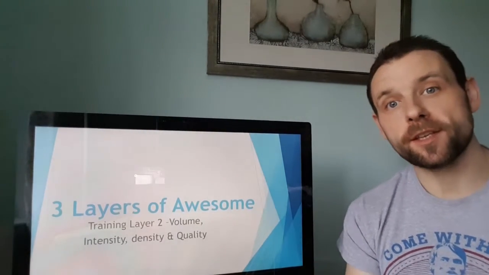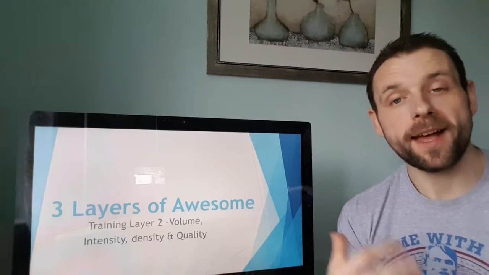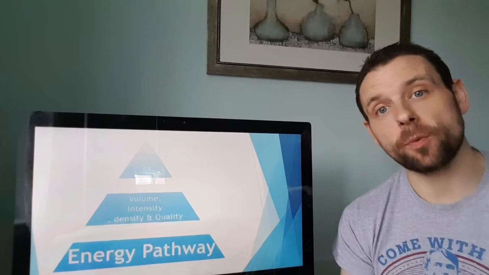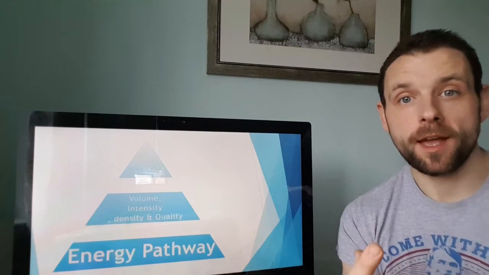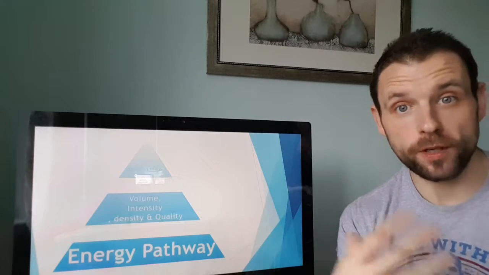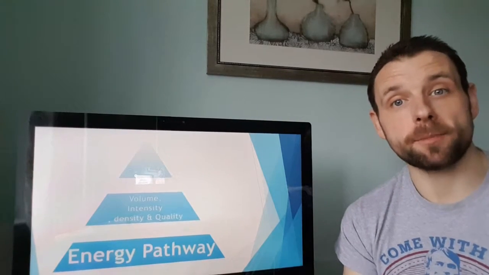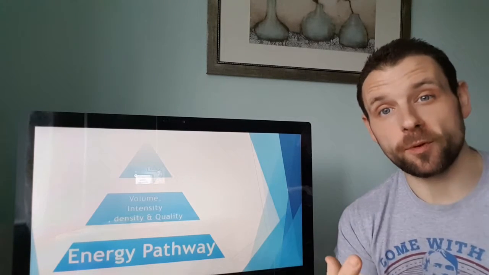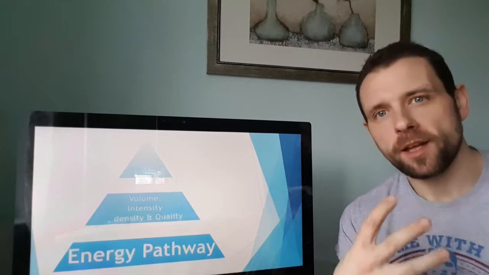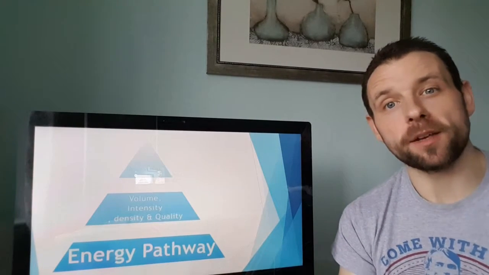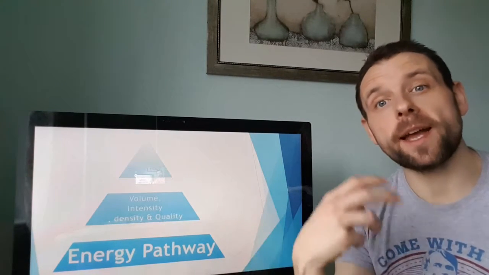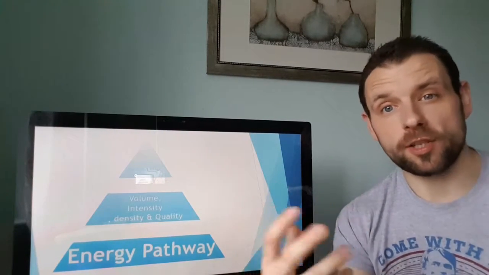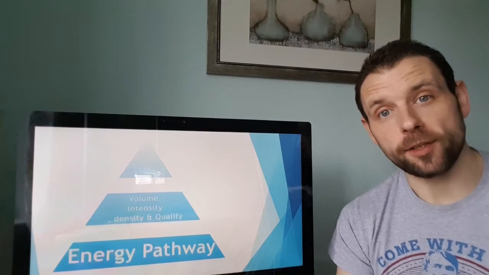So this week we continue our discussion on the 3 layers of awesome, and this time it has to do with training. Last week we covered the first layer, which is your energy pathways. Those are your phosphagen energy pathway, which is your short, explosive, power and strength based energy pathway. You then have your glycolytic, which is the glycogen within the muscles, the work that gives you that pump and that hard lactic acid burn. That is your glycolytic energy pathway. And then your oxidative pathway, which is your longer duration endurance and conditioning based work.